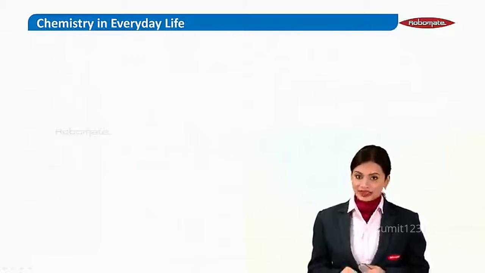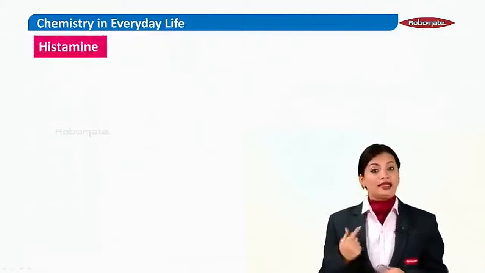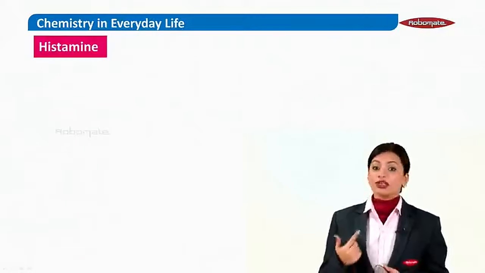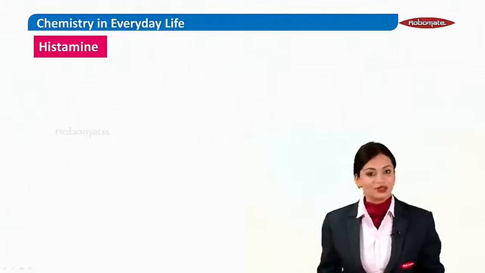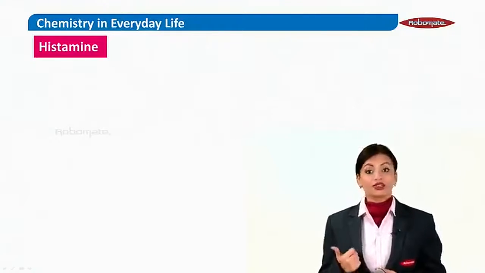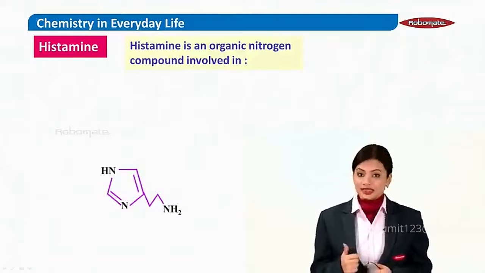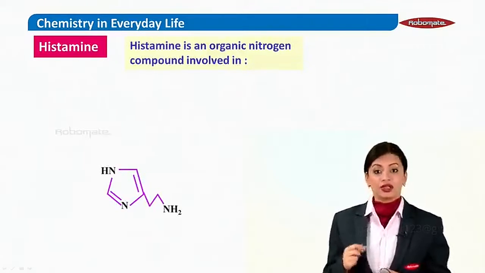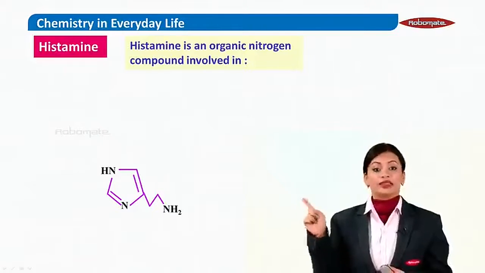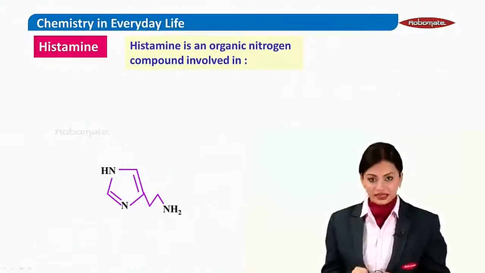Now after antacids children, we come to antihistamines. For learning an antihistamine, first we need to know what exactly are the functions of histamine in your body. So, we see that histamine is an organic nitrogen compound. Can you see here? This is the molecular structure of histamine.